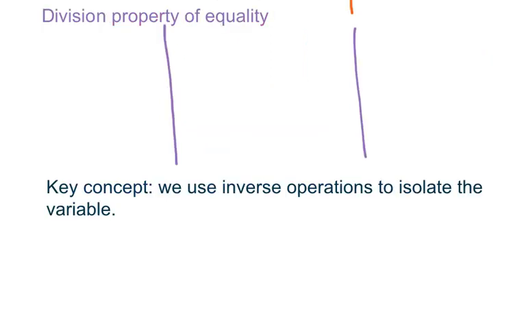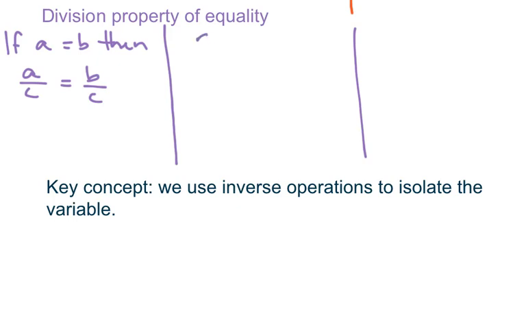The last property of equality that we're talking about in this video is the division property of equality, which says if you divide one side of an equation by something, you have to divide the other side by that same thing in order for it to remain an equation. This is what it looks like. If A equals B, then A divided by C equals B divided by C. Here's an example where we would use this property.